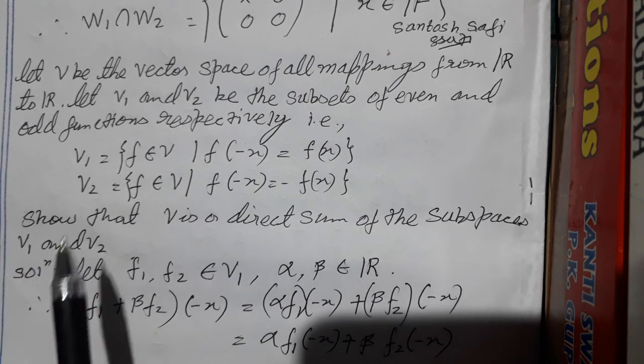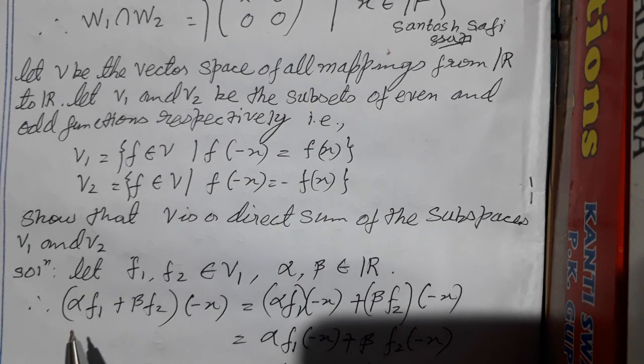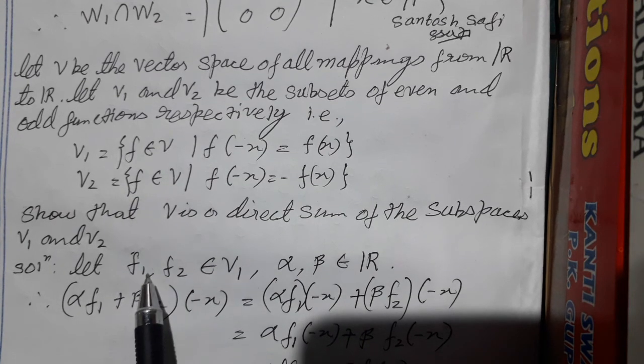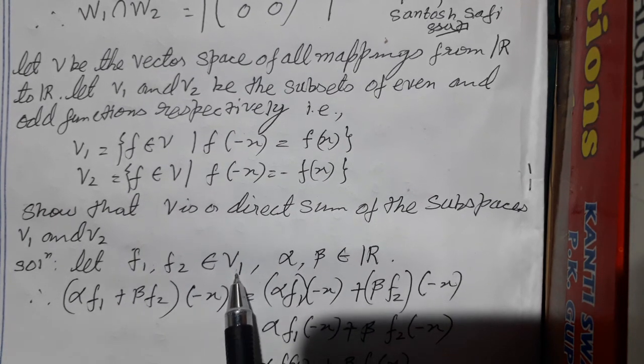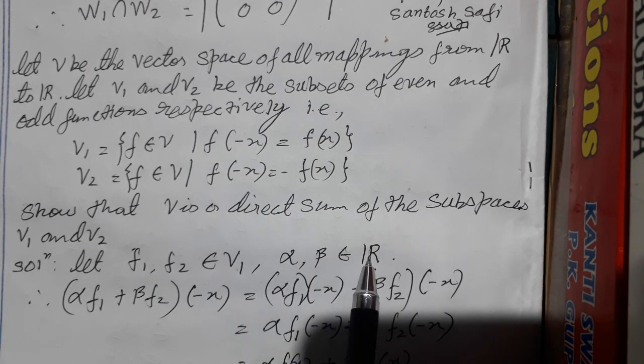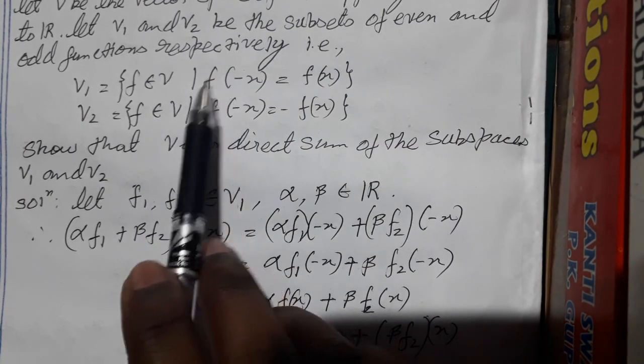First of all, let us show that V1 and V2 are subspaces of V. I take two elements from V1. The elements of V are functions, so I take two functions from V1, and I take two scalars from the field. The field is the real numbers, so I take alpha, beta belonging to R. I have to check that the linear combination is an even function. If it is an even function, then this linear combination will belong to V1.